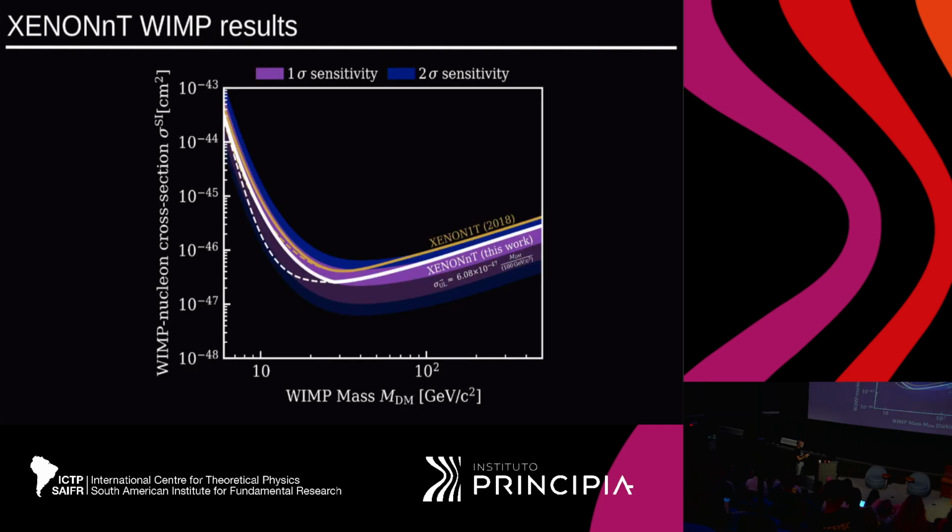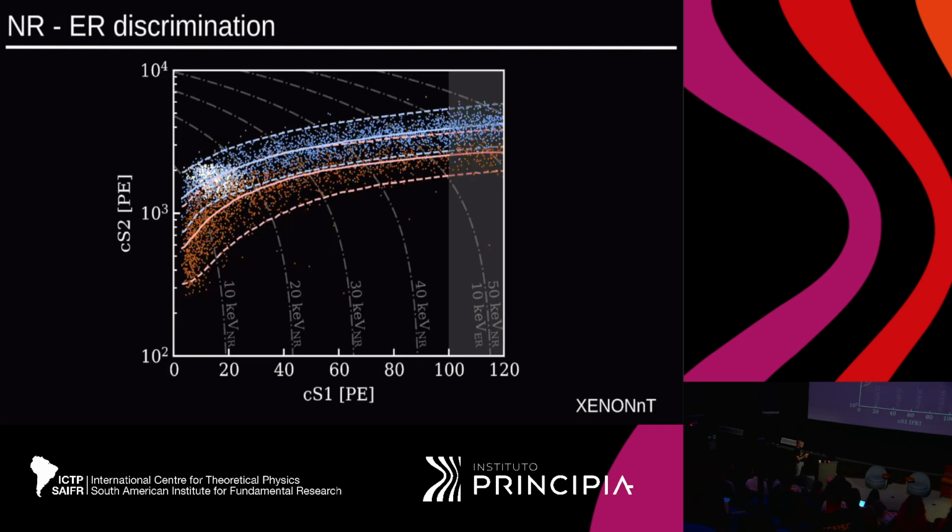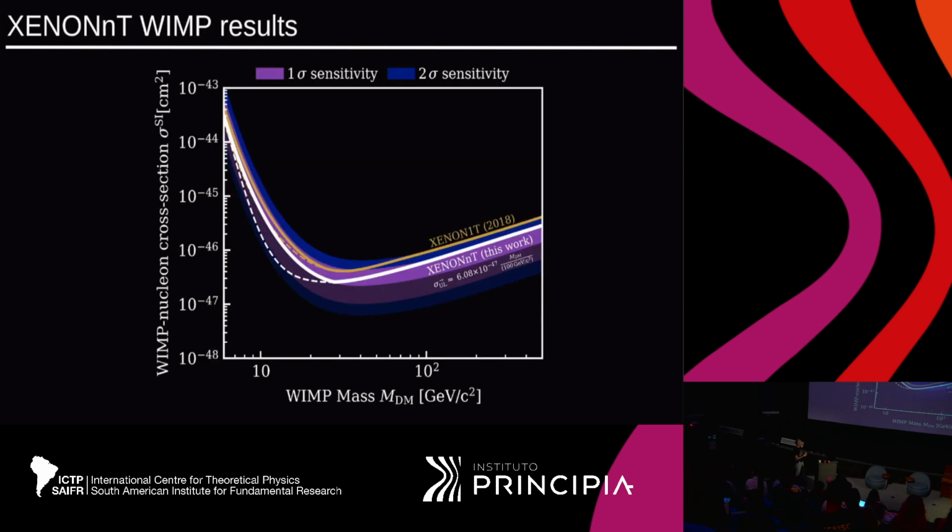Okay, so after you run like this, I mean, this is calibration data, so you have a lot of stuff here, but when they actually do run, they don't see any events in the region that they have selected for the nuclear recoils, and then they proceed to place a limit. So here, this line is the latest limit produced by XENONnT.